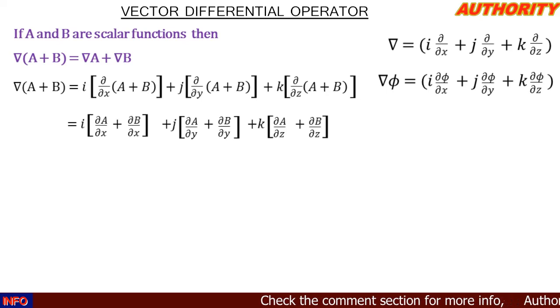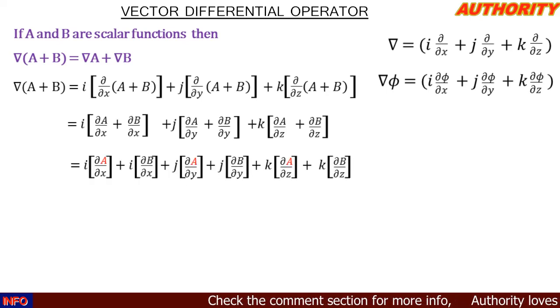Now let's use this I to open the bracket in the first one, J, open the bracket, and then K, open the bracket. That means we distribute it. So here we're going to have I, the partial derivative of A with respect to x, plus I, the partial derivative of B with respect to x, plus J, the partial derivative of A with respect to y, plus J, the partial derivative of B with respect to y, plus K, the partial derivative of A with respect to z, plus K, the partial derivative of B with respect to z.